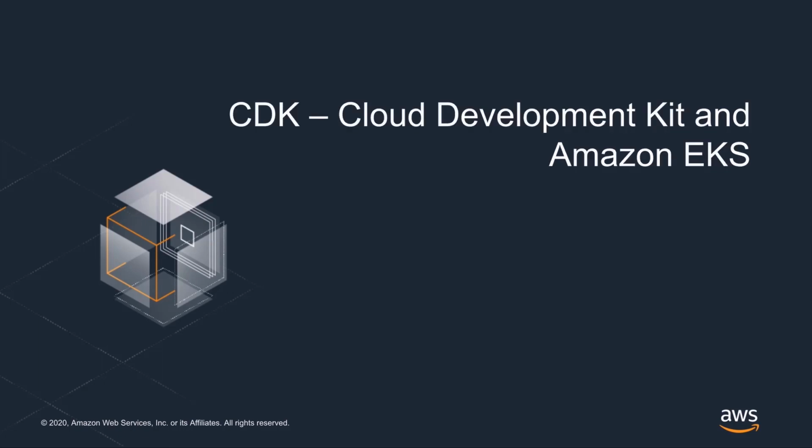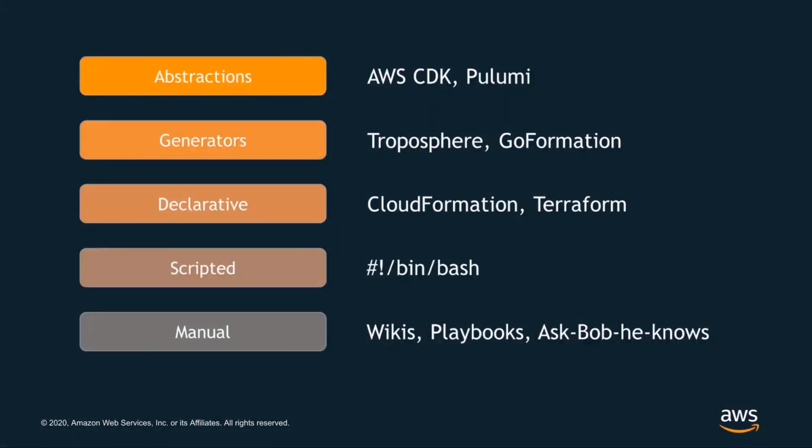So, CDK or Cloud Development Kit, and Amazon EKS. Let's take a look at the evolution of the tooling and processes in infrastructure provisioning. It probably started with manual deployments where we used wikis and playbooks which sometimes were outdated. I'm sure most of us can relate to some of the projects where we had to use it. The next step was scripting everything in Bash. It worked until the complexity was too big, because Bash is not built for creating complex deployment frameworks, so it was hard to maintain.